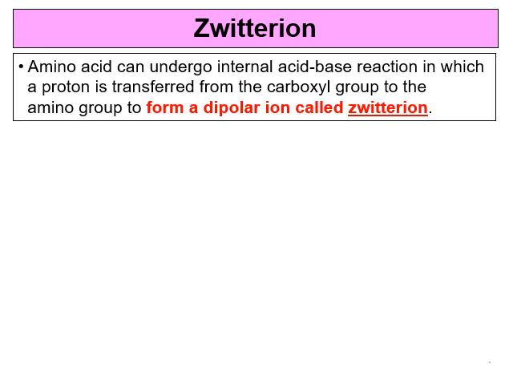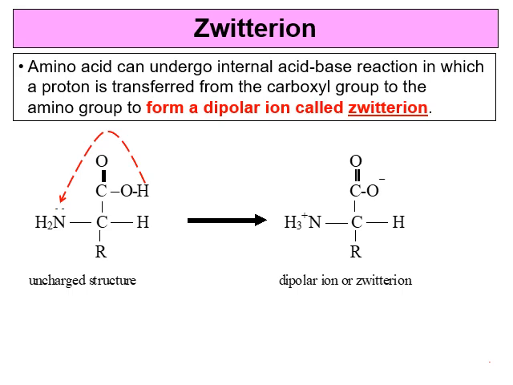And what is zwitterion? Amino acid can undergo internal acid-base reaction in which a proton is transferred from the carboxyl group to the amino group to form a dipolar ion called zwitterion. So as you know, the COOH is the acid part, right? Which is able to donate a proton H+. And the NH2 is a basic part that can accept a proton. So what happened here is that it can undergo internal acid-base reaction. The proton from COOH is donated and transferred to the amino group. So it forms a structure like this, which we call zwitterion.